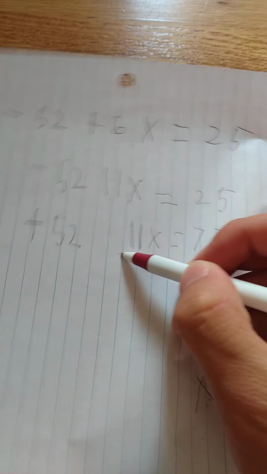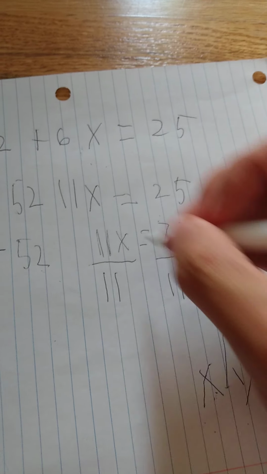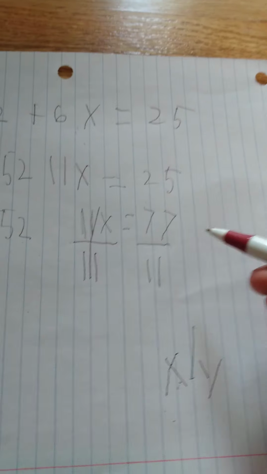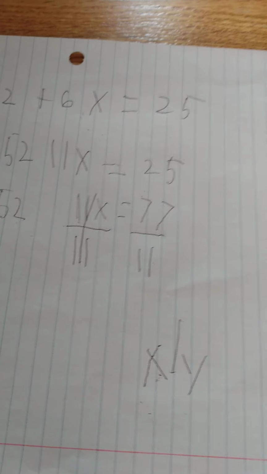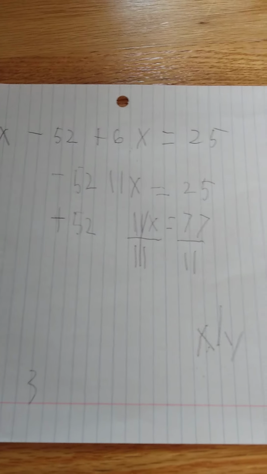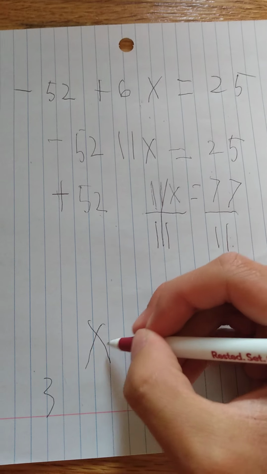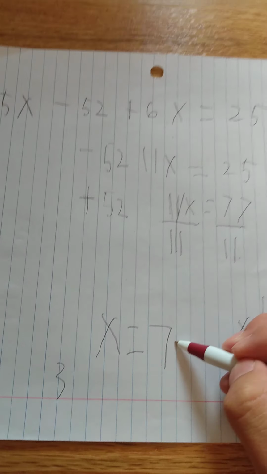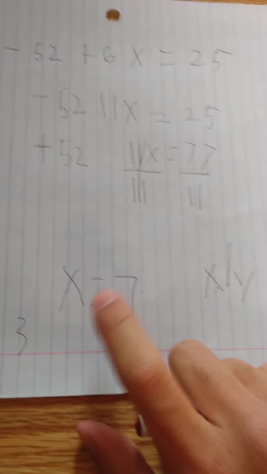The third step is we're going to have to divide both sides by 11. Cross this out because it cancels. So what is 77 divided by 11? Try to figure this out on your own. 2,000 years later, 6.5 hours later. Let's hope it didn't take you that long. So 77 divided by 11 would be 7. So now you're going to say the answer is x equals 7. So this is one example of simplifying a very long expression and turning it into an answer.